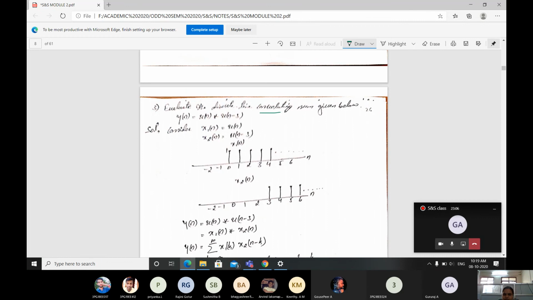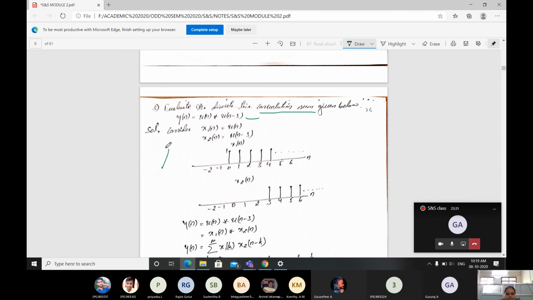The discrete time signal convolution sum is given below, that is y of n equals u of n convolved with u of n minus 3. Here we have to convolve one unit step with another unit step. How is it going to be done?